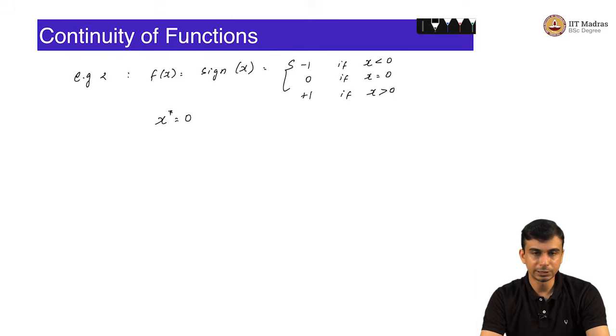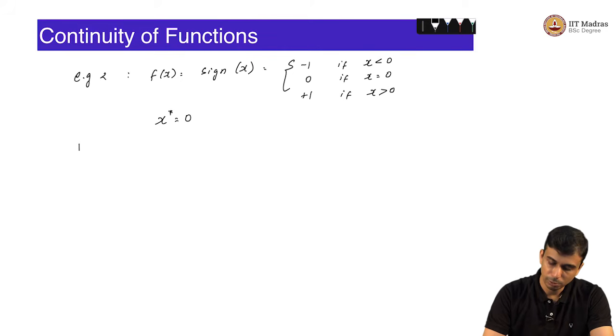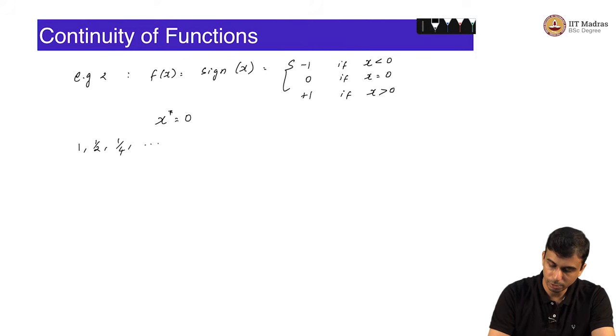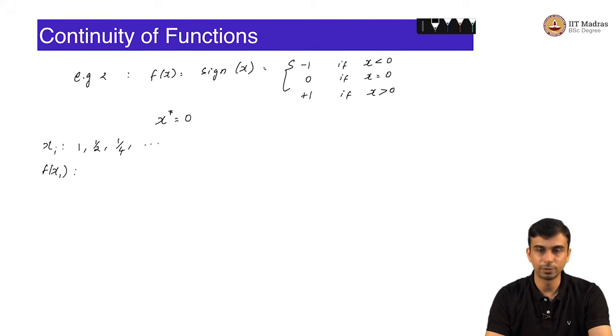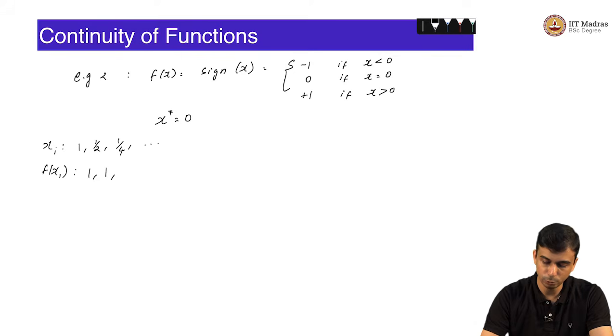Now I will give you two sequences, both of which converge to 0. Consider the sequence 1, half, 1 by 4, dot dot dot. This is a sequence xi. What is f of xi? f of 1 is equal to 1, f of half is equal to 1, f of 1 by 4 is equal to 1, and so on. So this is a sequence consisting of just 1s. So clearly this sequence converges to 1. The xi sequence converges to 0, f of xi converges to 1. But this is just one sequence.